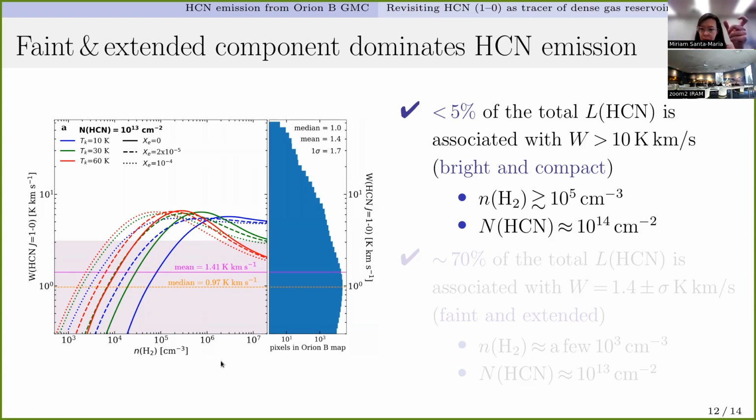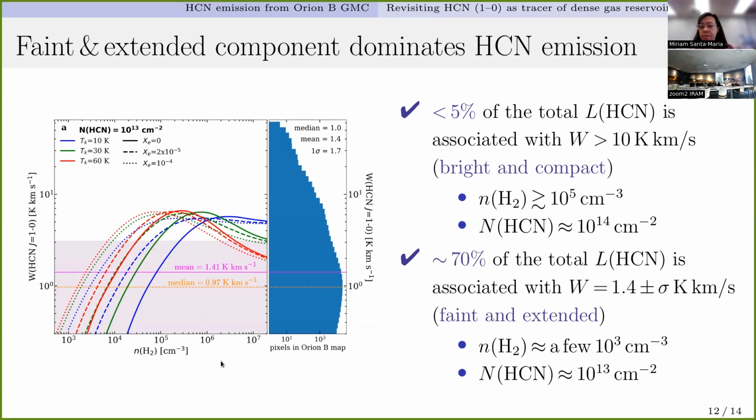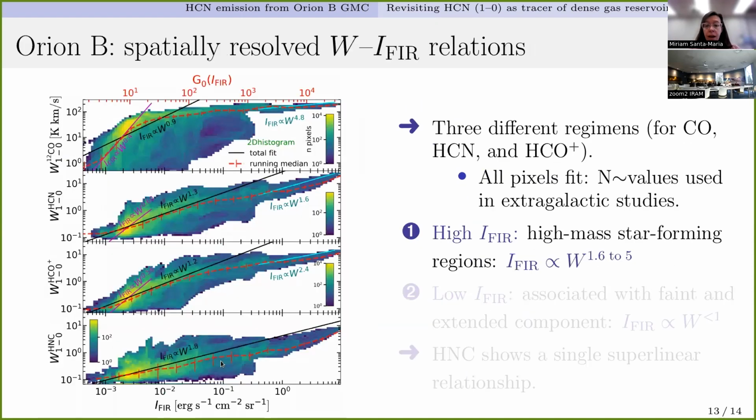So the bright and compact regions where the star formation is happening, and so where the density is high, and around 70% of the total HCN luminosity is associated with the faint and extended component in Orion B cloud. And I wanted to finish with the relationship between the line intensity and the far infrared intensity.